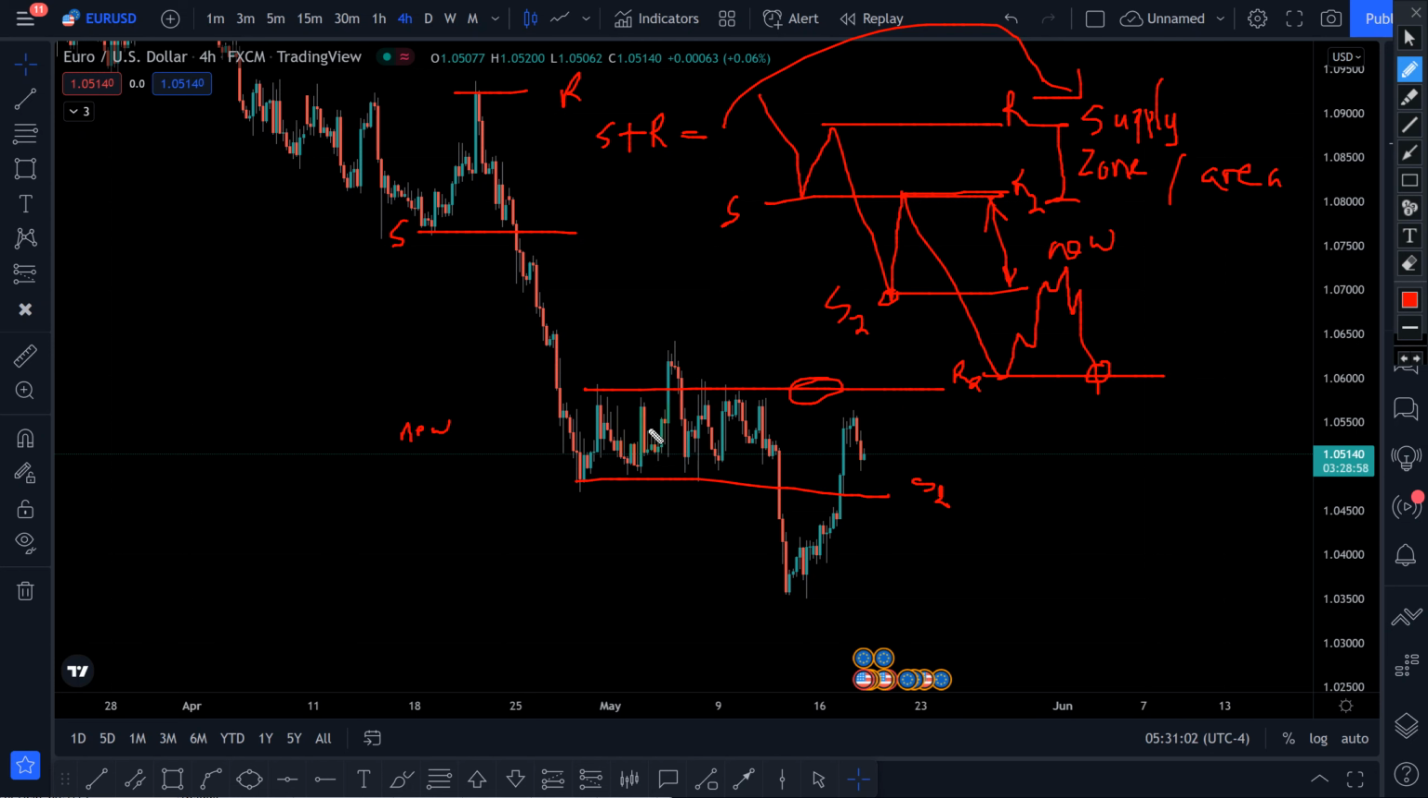So this is the concept of supply zone in seller's territory. I will discuss the demand zone in buyer's territory in the next video.